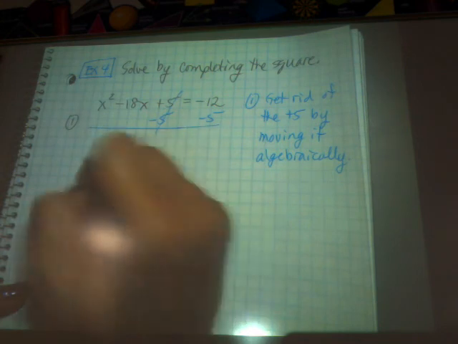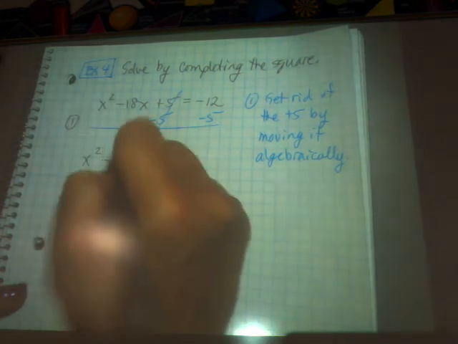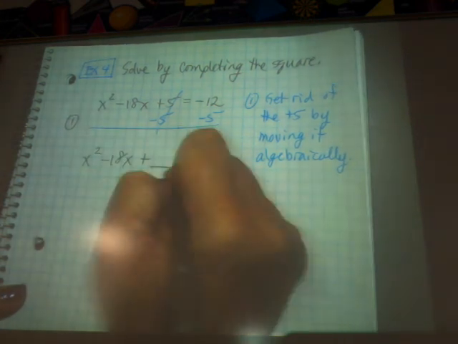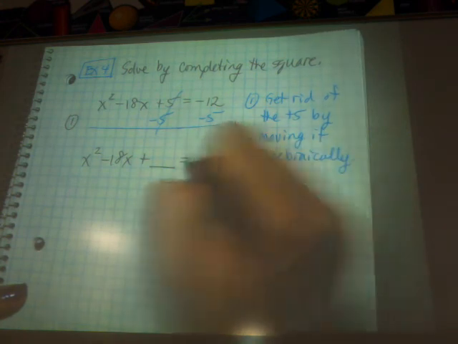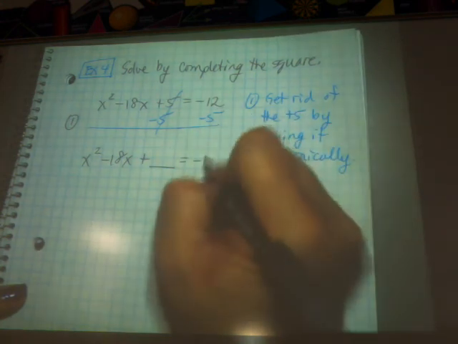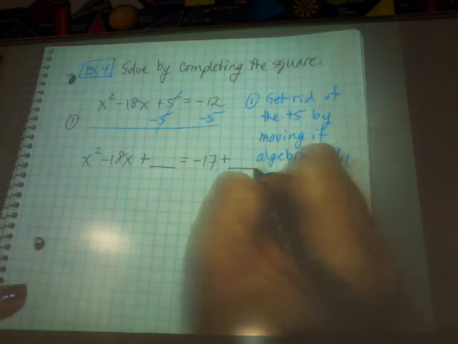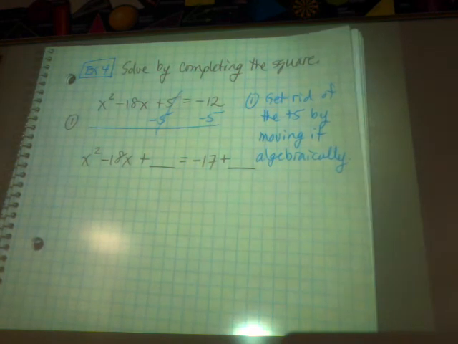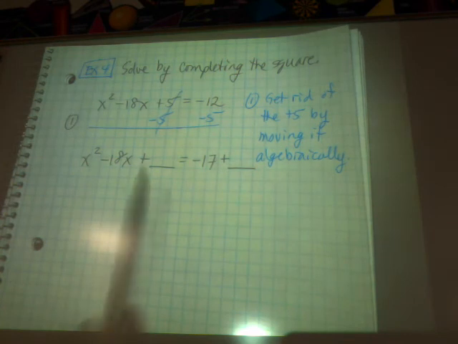All right, so we end up with x squared minus 18x. Then I want you to put a plus blank equals negative 12 and negative 5 is negative 17, and then I want you to put a plus blank. You must have a plus blank or a box on the left and the right side, because we're going to complete the square. We're going to find c, just like I taught you to in the last problem.